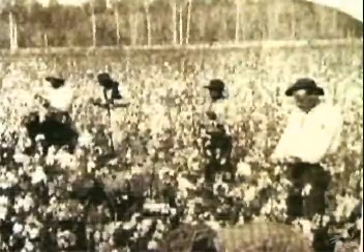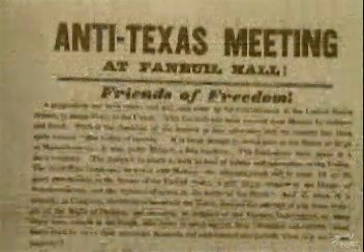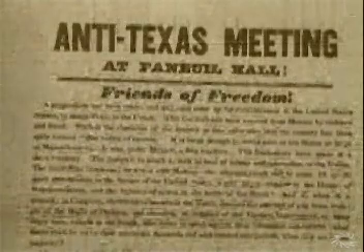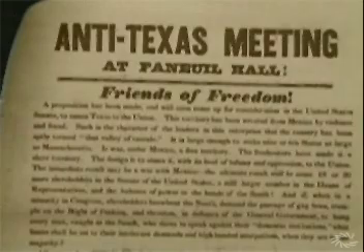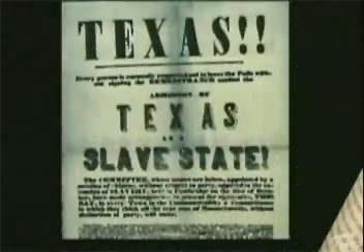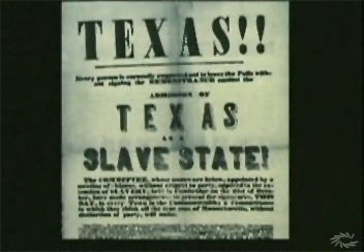But because slavery was allowed in Texas, the northern free states didn't want it to join the United States because Texas statehood would increase the power of the slave states. Late in 1845, a deal was worked out among political leaders, and Texas was admitted to the Union as a slave state.